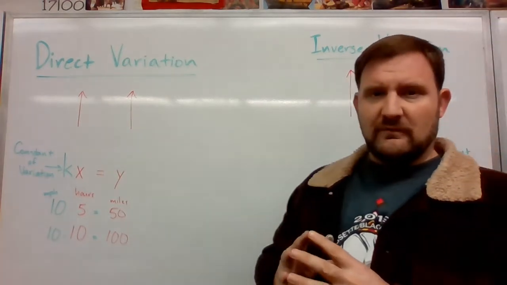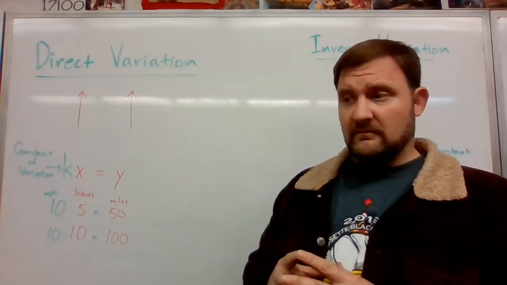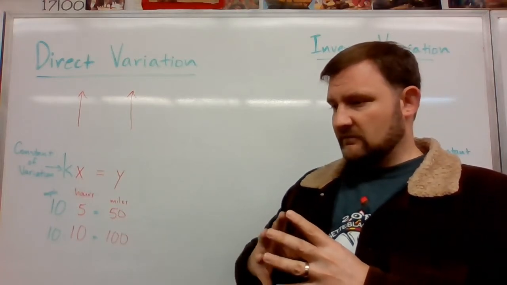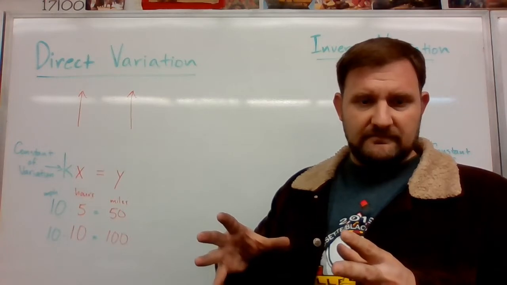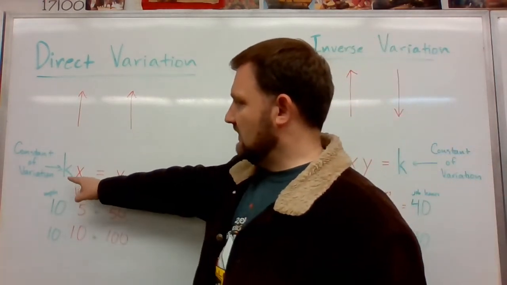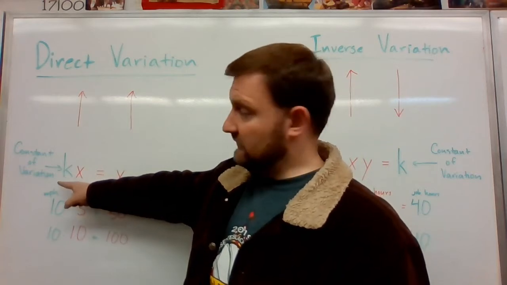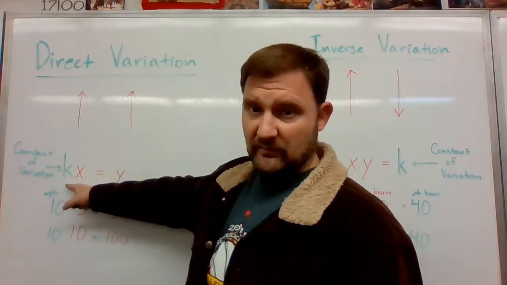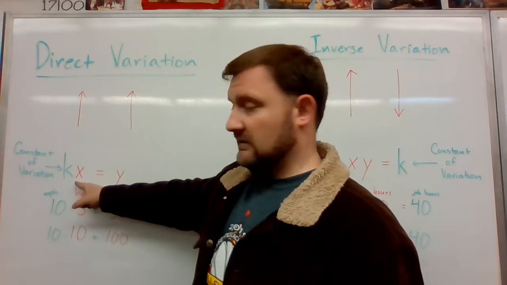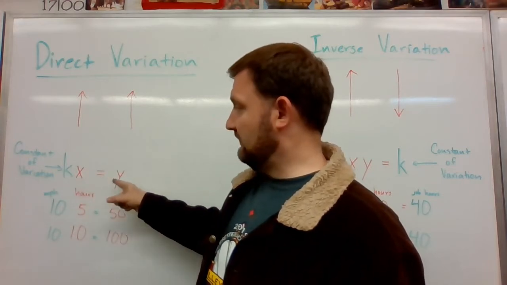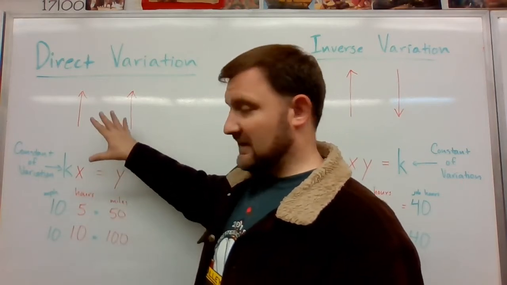If we were going to write down a direct variation problem in its formulaic presentation, it would be right here. This is not functional notation, this is a variable. So k is the unchanging part of the problem. x is one variable, y is the other, so the input and the output.